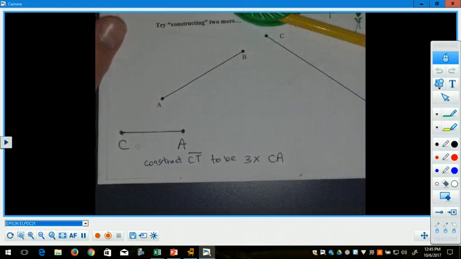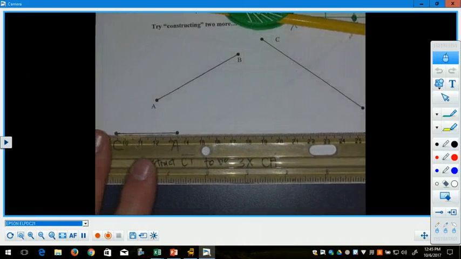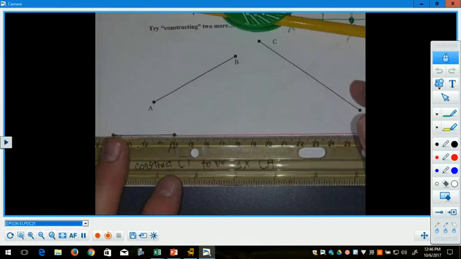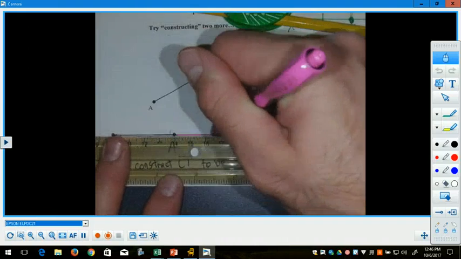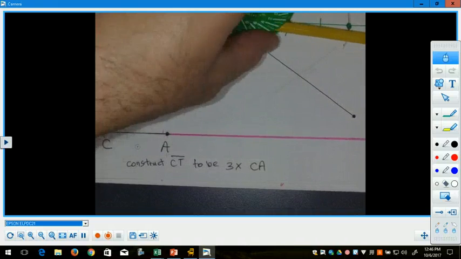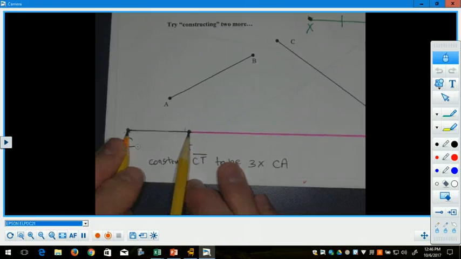So instead of dropping a point where I'm just making a congruent segment, I'm going to extend this line well beyond what I think I need. And now I'm going to set my compass down and lock this distance. I've got to get it precise.